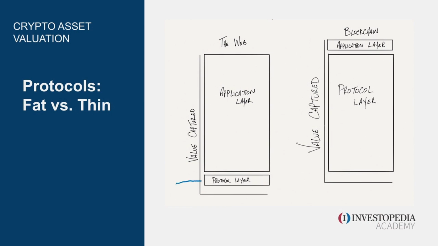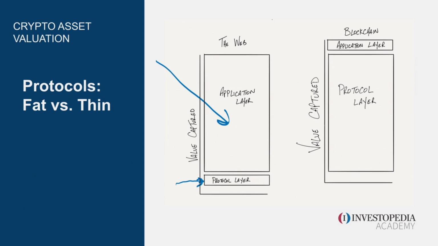Now in the web, you can see the protocol layer is very thin. And by protocol, what I'm referring to is a way of doing things. So in the internet, the protocol could be SMTP, or Simple Mail Transfer Protocol, or TCP, which is Transmission Control Protocol. And you may not have noticed, but these protocol layers really have no value. Most of the value that's been created in the web sits in the application layer.